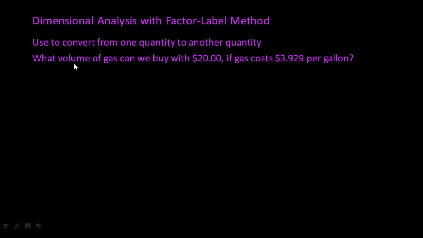For example, what volume of gas can we buy with $20 if gas costs $3.929 per gallon? Well, in this case, we're starting with a dollar amount and we need to wind up with a volume. So we can set this up as a conversion factor, but we're not converting within the same quantity. We're going between quantities. But this is a very useful way to set up problems, especially when you're not quite sure whether you should multiply or divide by a certain number.